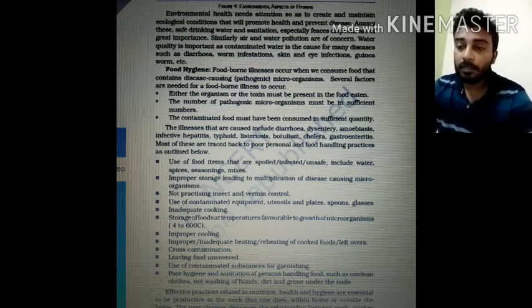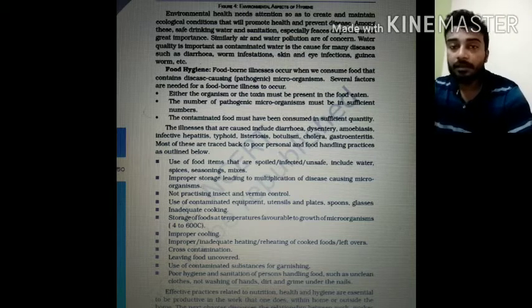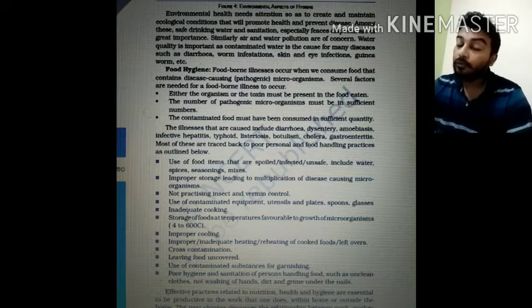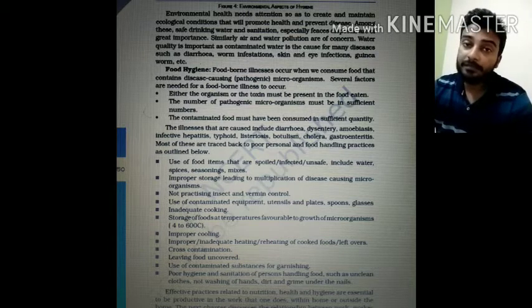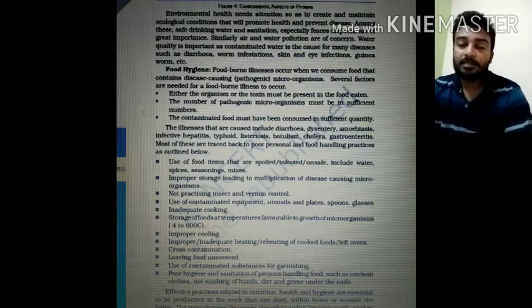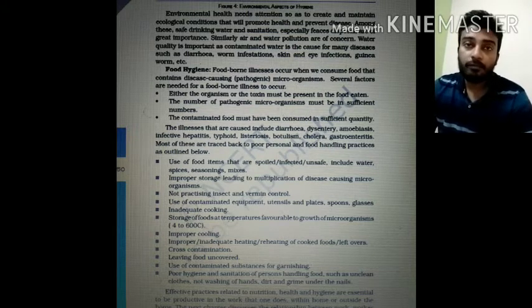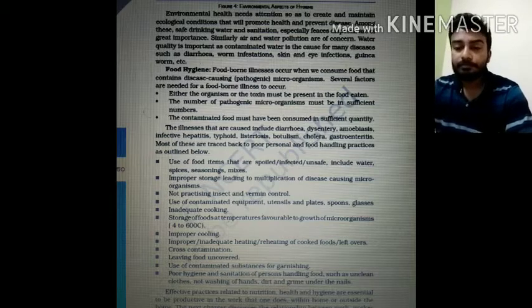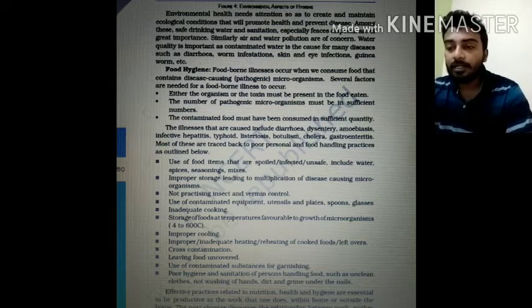Now there are poor hygiene and sanitation practices of persons handling food, such as unclean clothes, not washing of hands, dirt and grime under the nails. If you don't take care of these things, the food is not safe and not consumable. So in your kitchen you have to maintain proper hygiene practices in order to make your food safe and also your kitchen safe. Effective practices related to nutrition, health and hygiene are essential to be productive in the work that one does within home or outside the home.